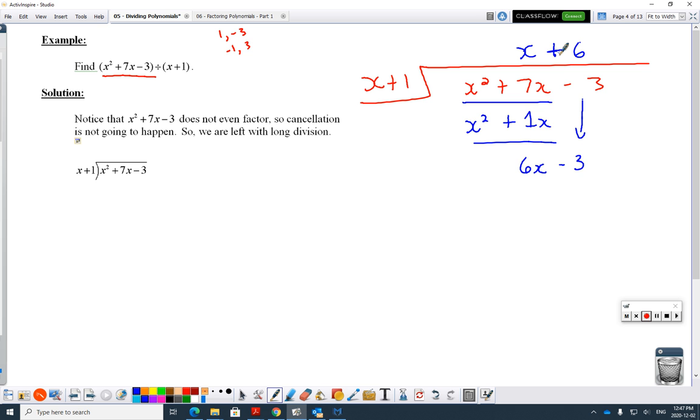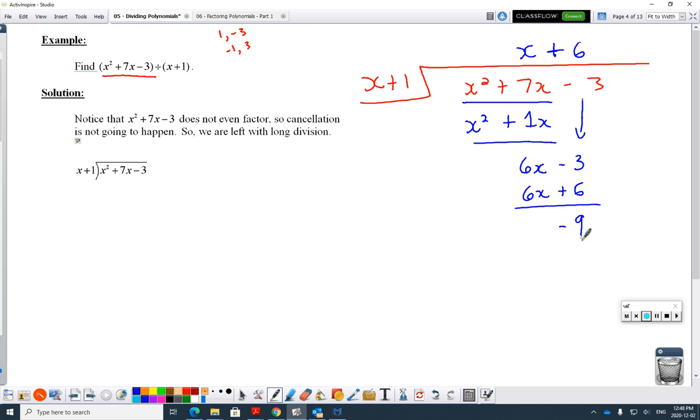So I got to watch out for the distribution, though. 6 times x is 6x. 6 times 1 is 6. And then I subtract. 6x minus 6x, that goes as I wanted it to go, and then negative 3 subtract 6 is negative 9. A weird-looking remainder, by the way. Don't be surprised that the remainders are weird-looking. You never got negative remainders when you did it with numbers, but you can totally get negative remainders here.